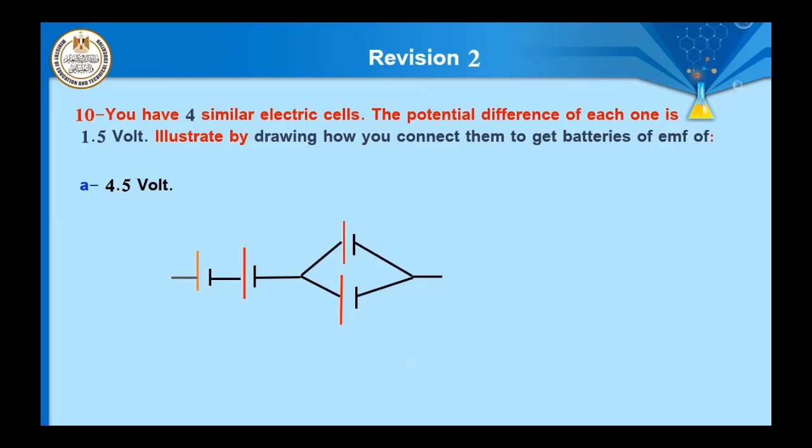That is the connection. To find the electromotive force of the electric circuit in front of you, the two parallel equal 1.5, plus 1.5 plus 1.5, equals 4.5.